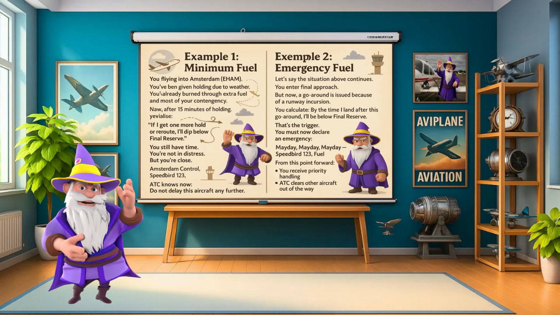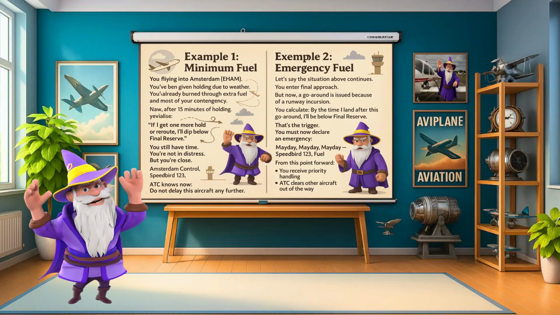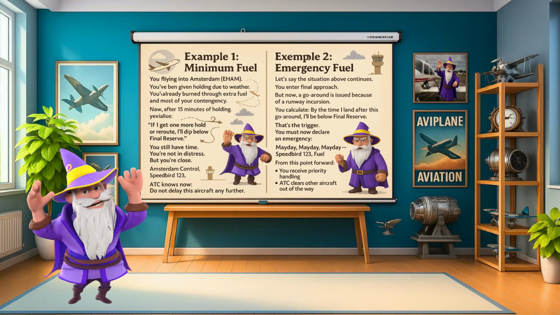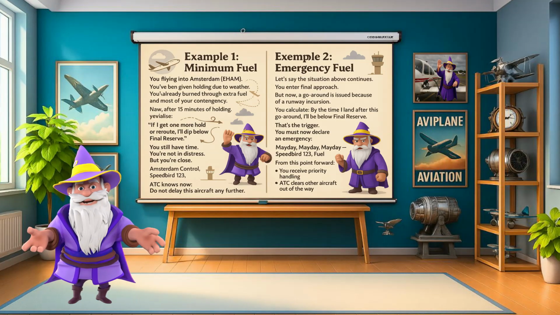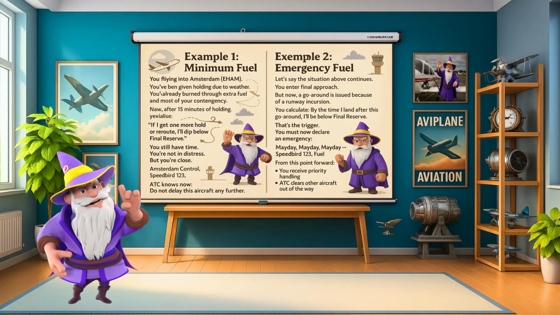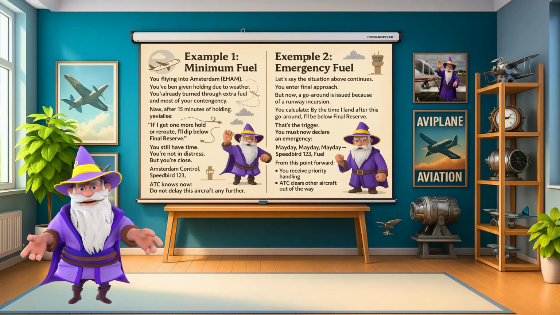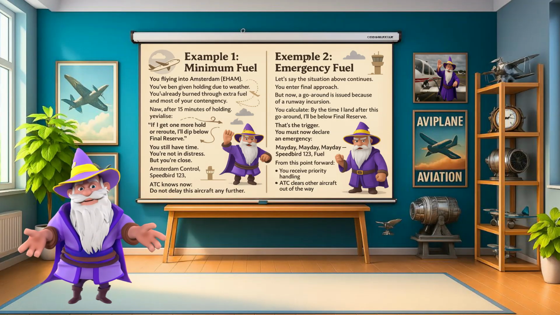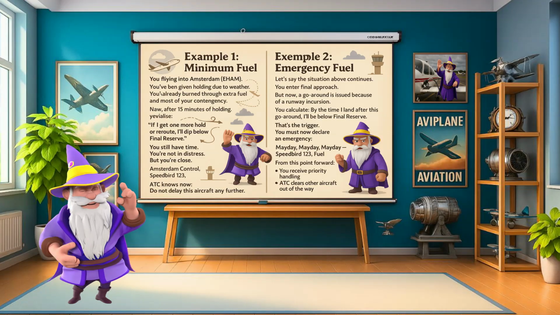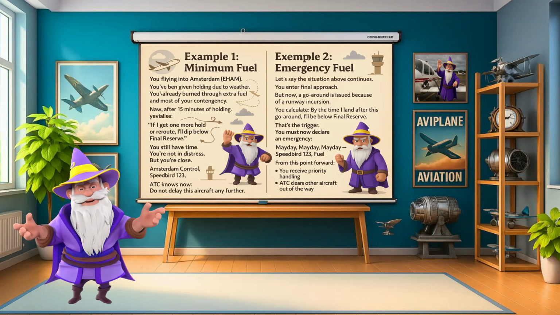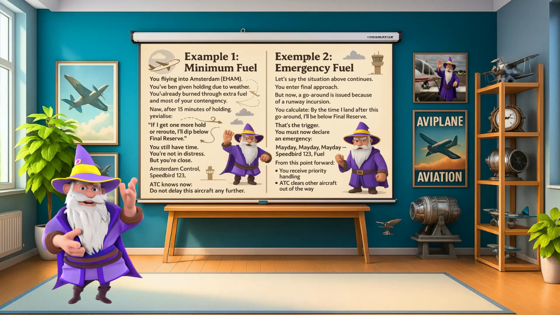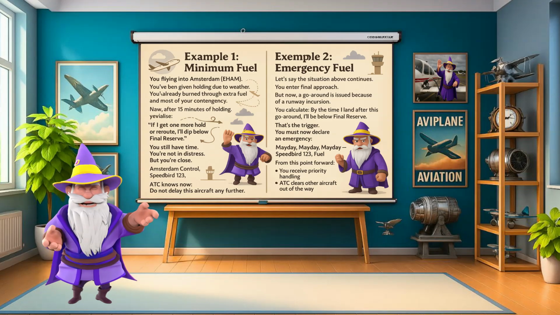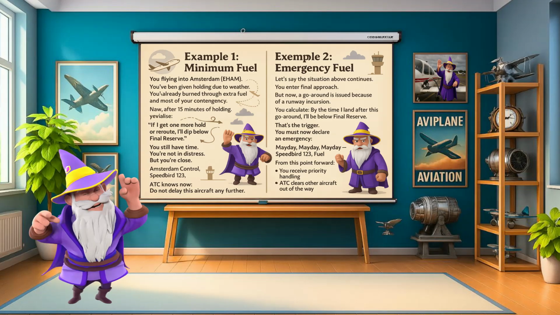Let's say the situation above continues. You enter final approach, but now a go-around is issued because of a runway incursion. You calculate, by the time I land after this go-around, I'll be below final reserve. That's the trigger. You must now declare an emergency. Mayday, Mayday, Mayday. Magic Airline 123, fuel. From this point forward, you receive priority handling, and ATC clears other aircraft out of the way. You land as soon as possible.